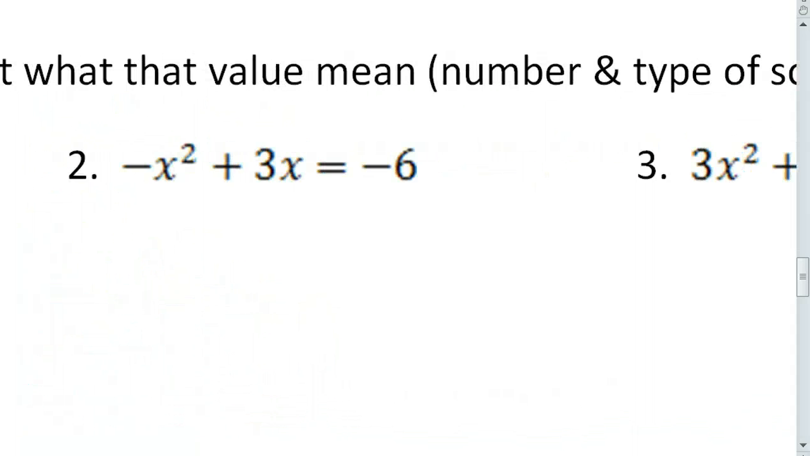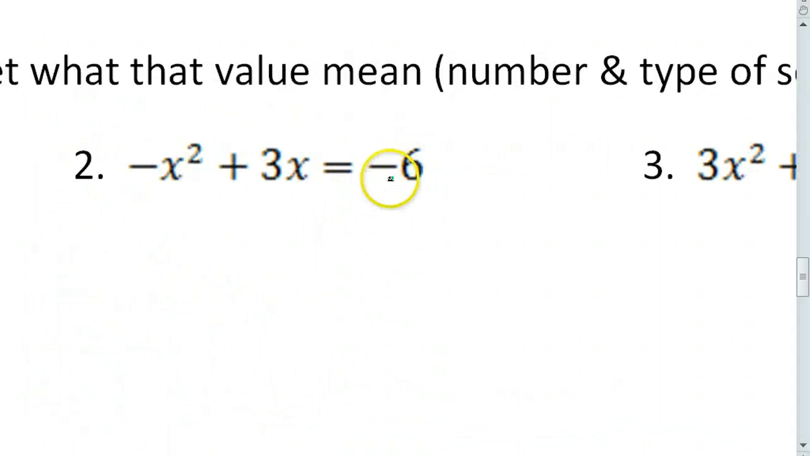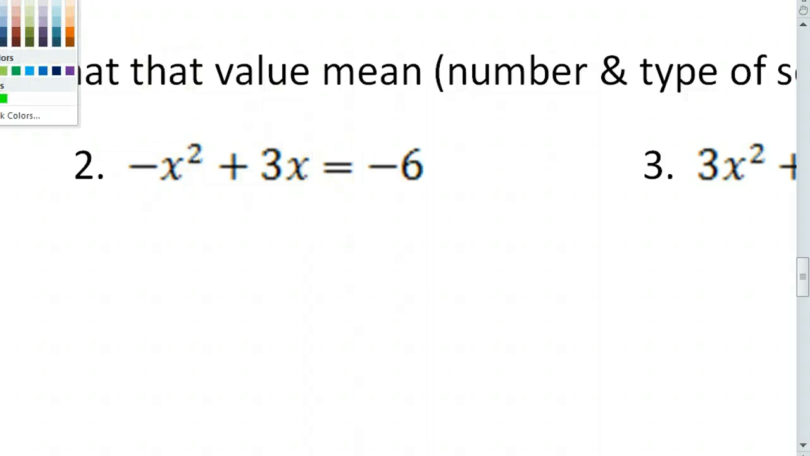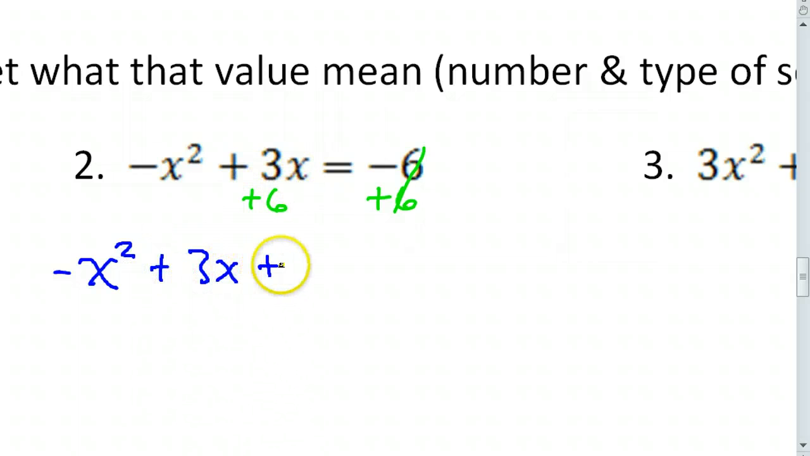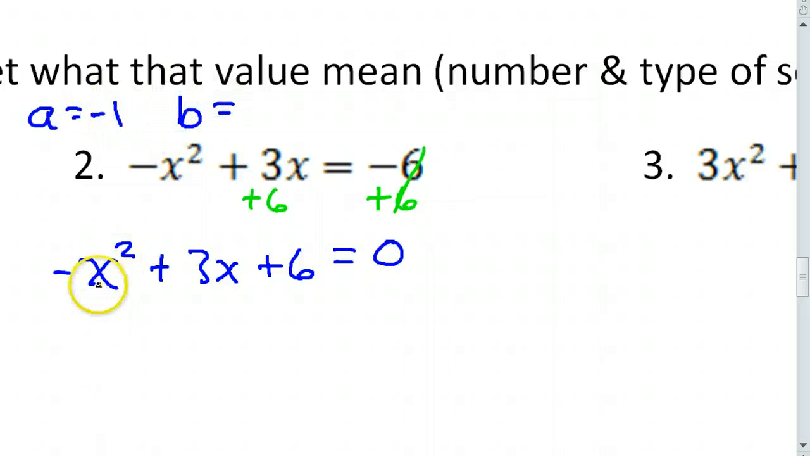Okay, let's take a look at problem number 2. We have to have 0 on one side before we do any of this, so let's add 6 to both sides of the equation. These are not like terms, so I'm going to have negative x squared, bring down the plus 3x, and write plus 6 next to it, equals 0. So now we can see that a is negative 1. Do not write negative x or anything, it's just negative 1. B is 3, and c is 6.